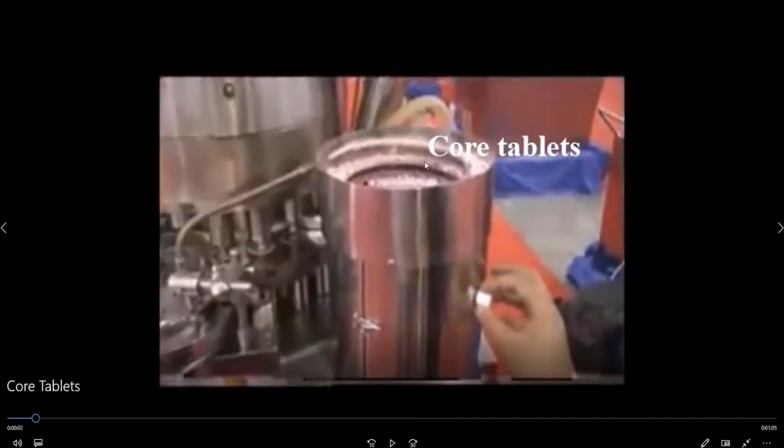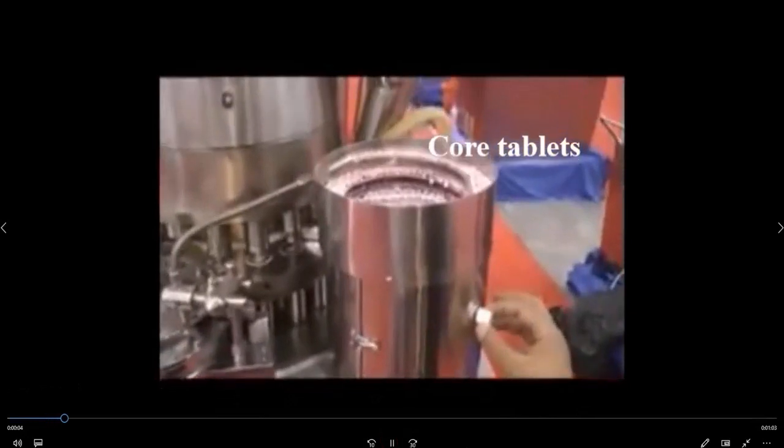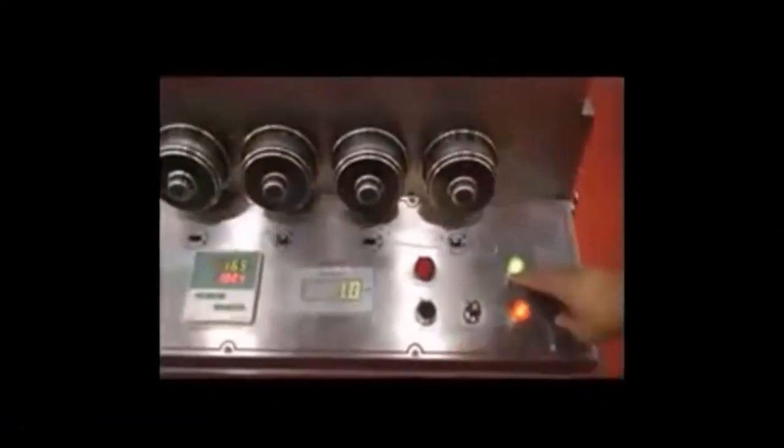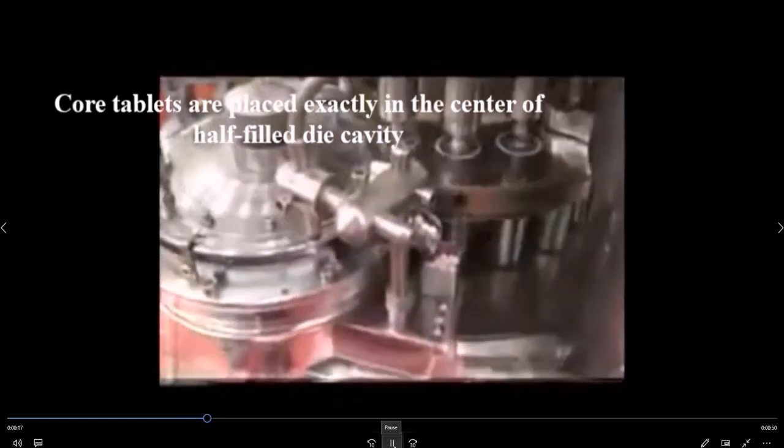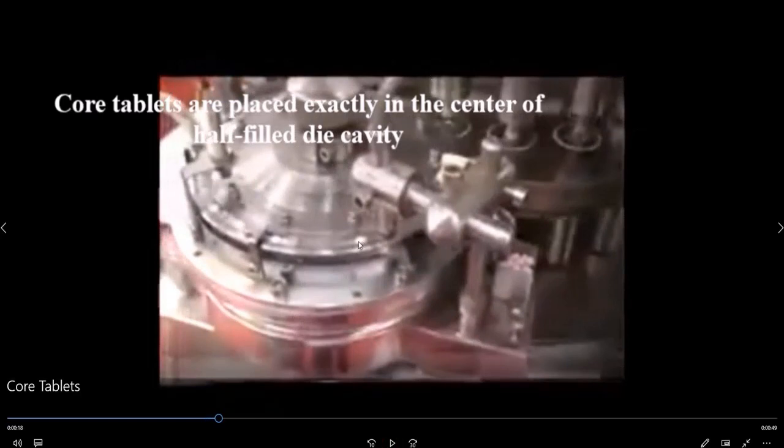Okay, now what do you see here? Here you see the core tablets. Now the core tablets will be allowed to get through this pipe here. Do you see this pipe? This pipe allows the core tablets one by one to be located in holes. We have here a rotating plate containing holes. Each core tablet will get to a hole in this rotating plate. Watch here. The core tablets are getting placed in the holes. Each hole will have one core tablet.